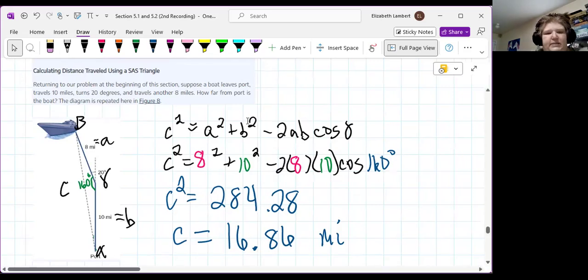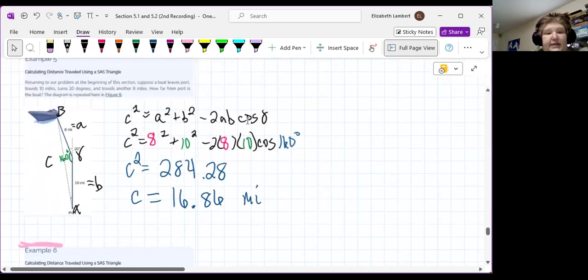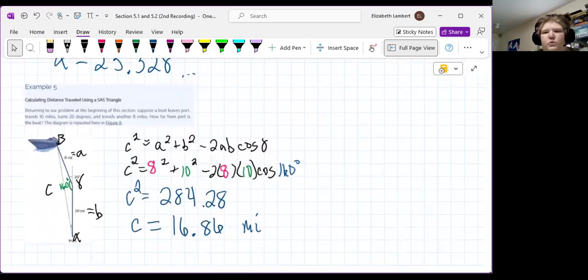All right. We're going to cut this one before we look at some of the other crazier word problems.